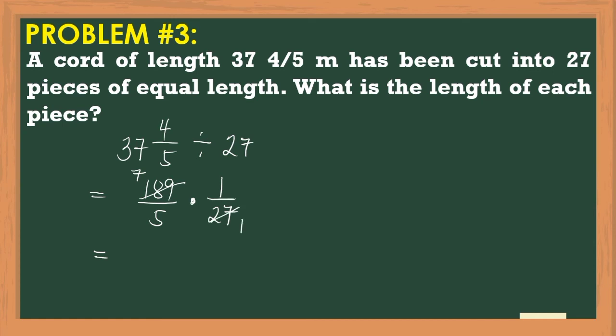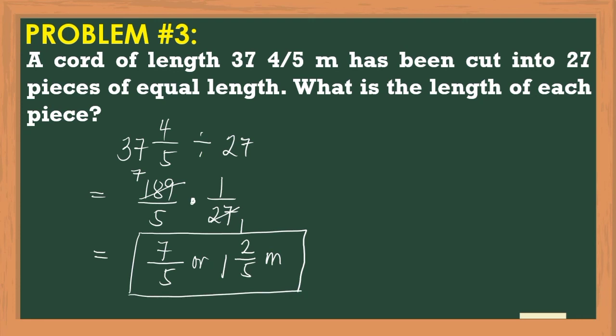And then, we multiply the remaining factors. 7 times 1, that is 7. Over 5 times 1, 5. So, 7 over 5, or 1 and 2/5 meters. So, ibig sabihin po, yung 37 and 4/5 na cord na hinati into 27 pieces of equal length, ang kada piece po, meron siyang length na 1 and 2/5 meters.